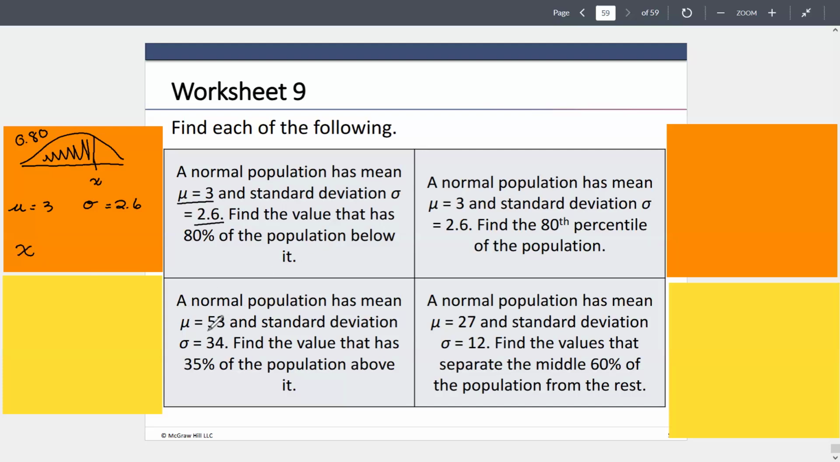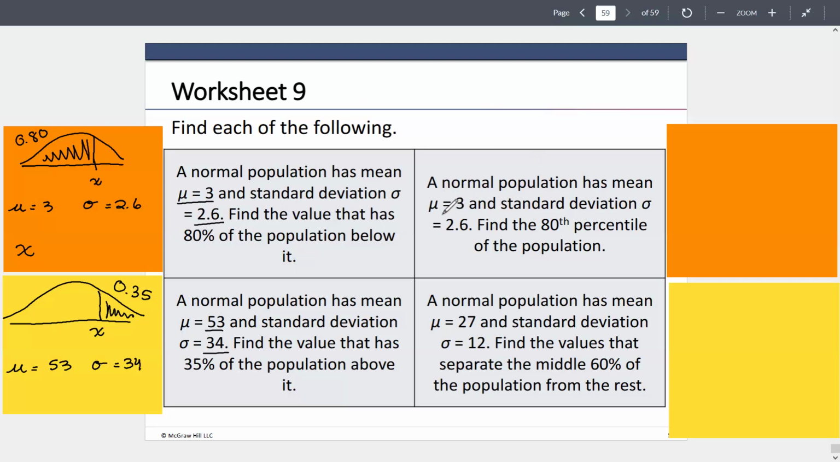Here, a normal population has a mean of 53 and a standard deviation of 34. We want to find the value that has 35% above it. So that means we're going to have a value, and what should be above it is that 35%. So 0.35 is the area above. And my mean is 53, and my standard deviation is 34.